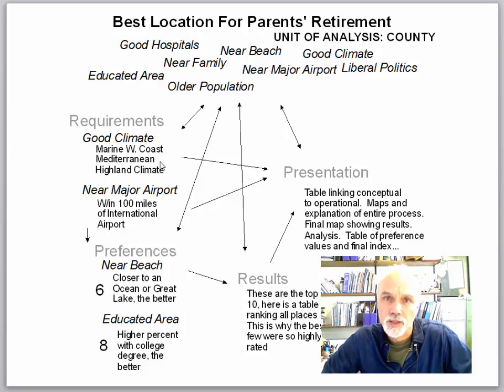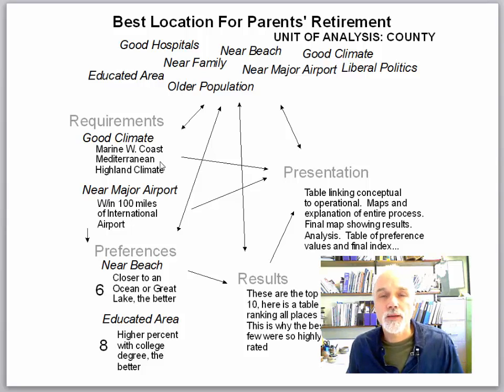What is a good climate? So you study a little bit about climates, and I came up with 3 that would be adequate. You can easily look at a map and say, these are the 3 climates that I'm interested in, and so then you select those 3, and any county that's inside those 3 will be selected, and everything else will be discarded. Near a major airport, well, operationalize that too.